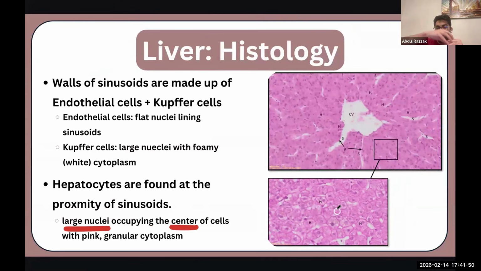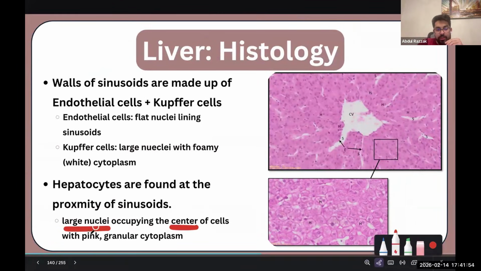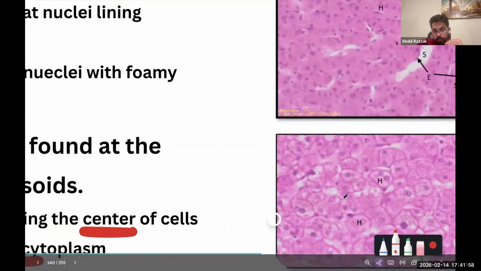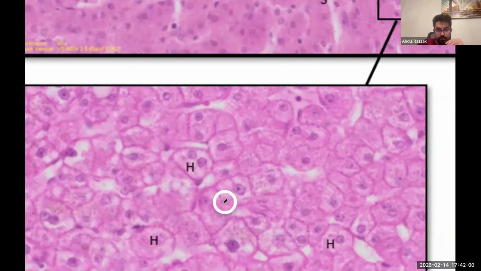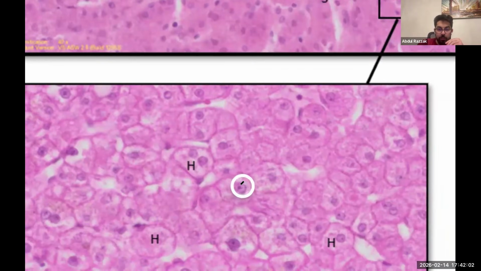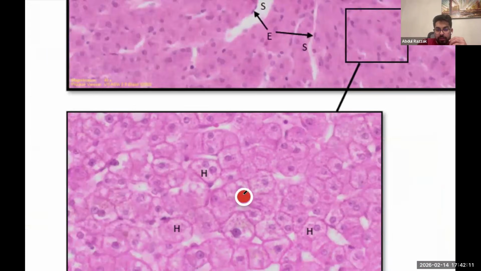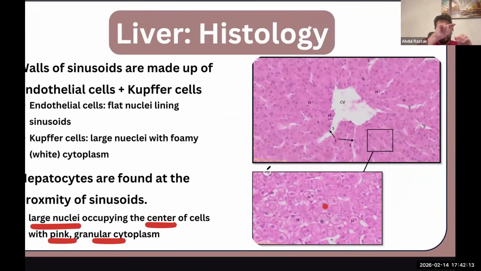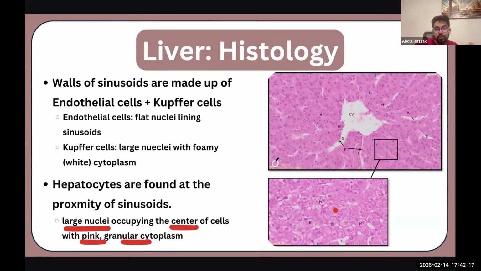They are very crowded with each other, like a honeycomb, tamam? You can see them lining each other, and they have a very prominent large nucleus with a pink granular cytoplasm. So if you zoom in here, okay, you can see that this is, for example, a hepatocyte with a very obvious big nucleus. The cytoplasm is kind of white, tamam? It is very, very pale. At the same time, it has those pink granules all over it. So that's how you identify a hepatocyte.